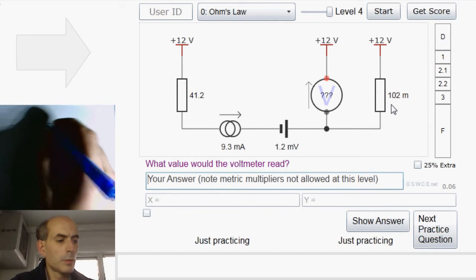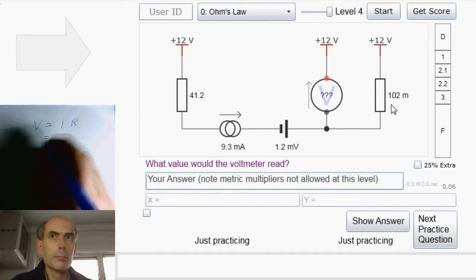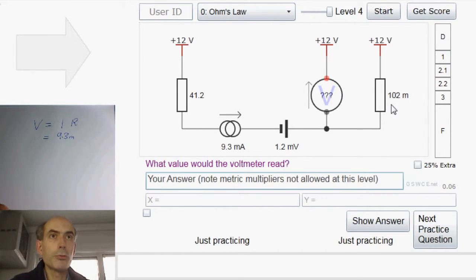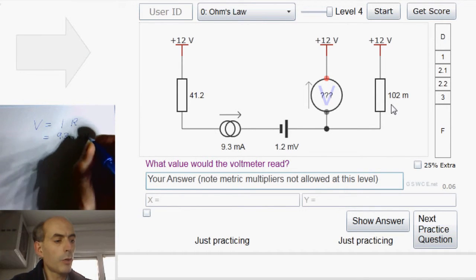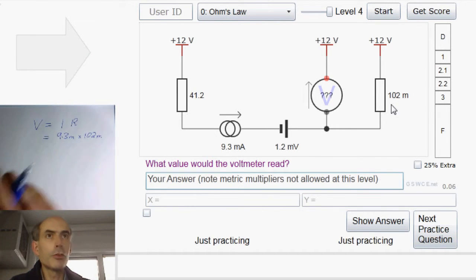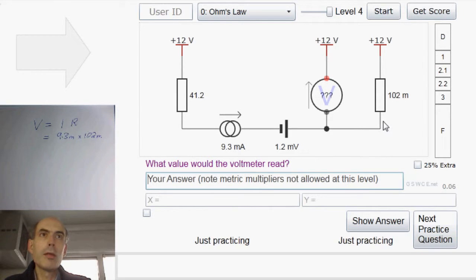V equals I R. And I is 9.3 milliamps. And the resistor is 102 milliohms. And that would give us the voltage across this resistor. But that's the voltage from this end of the resistor to that end of the resistor. The current is flowing through this way, upwards in this direction, which means this must be a higher potential than that. But the voltmeter is wired up the other way around.